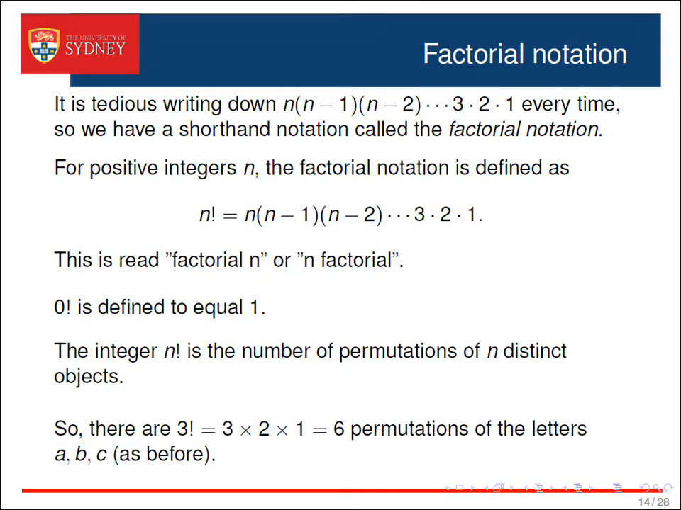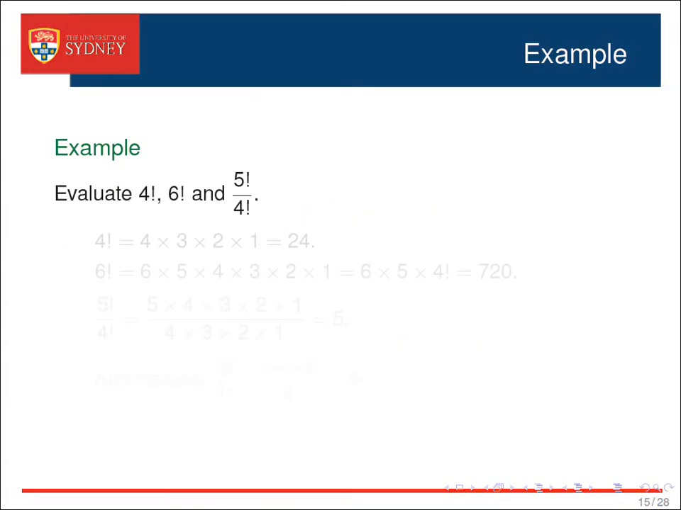In the first example, we saw that there are 6 permutations for the letters A, B, and C. By using the factorial notation, there are 3 factorial permutations, which equals 6 permutations as we saw earlier. Now that we know what factorials are, let's go through a few examples. Let's evaluate 4 factorial, 6 factorial, and 5 factorial over 4 factorial.